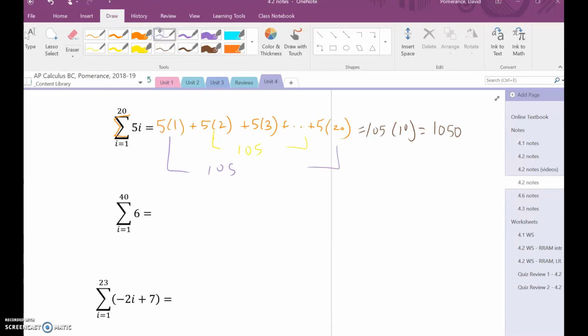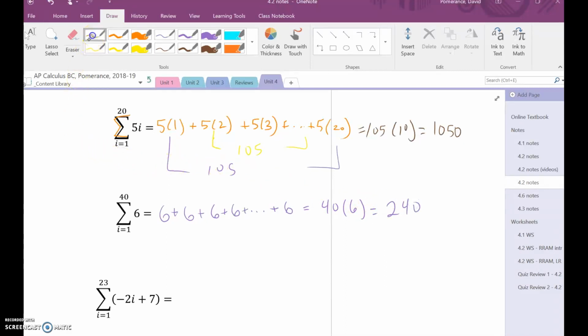What happens if we don't have an i in there? Well, when i equals 1, 6 equals 6. When i equals 2, 6 still equals 6. When i equals 3, 6 still equals 6. And when i equals 4, 6 still equals 6. And when i equals 5 or 6 or 7 or 8 or 9 or 10, 6 is always equal to 6. Even when i equals 40, 6 equals 6. We've got 40 6's that we're adding up. So we're going to multiply 40 times 6, and we get 240.